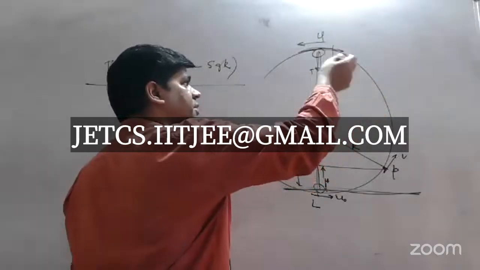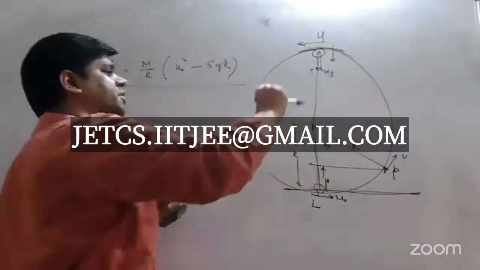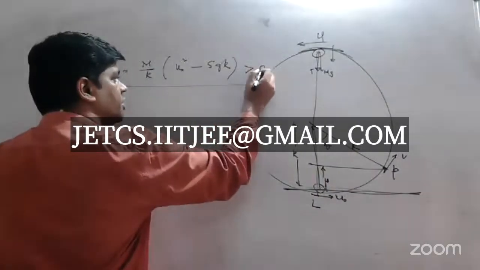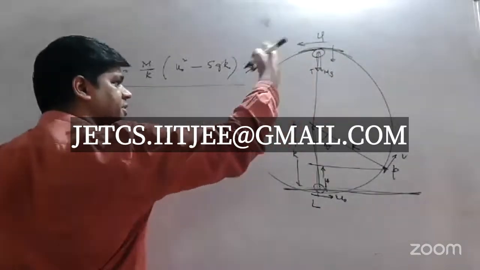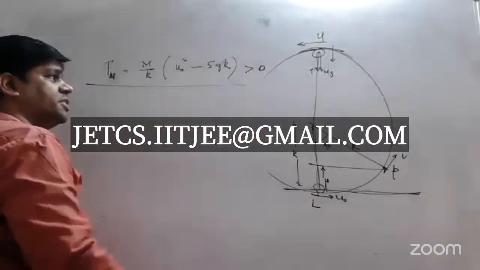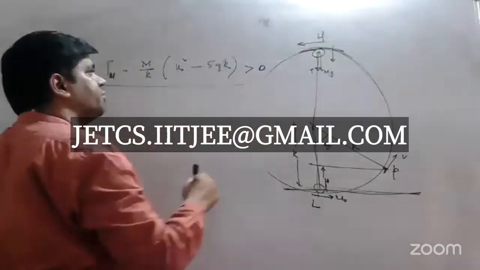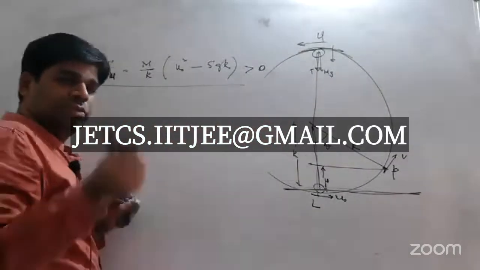If it doesn't become zero in the upper region, at the topmost point, it will make a complete circle. So for this to make a complete circle, Tu should be greater than zero. If Tu is greater than zero, tension is greater than zero at every other point, because tension is minimum at that point. If that itself is greater than zero, at any other point it's greater than zero. So it makes a complete circle with the string being taut.